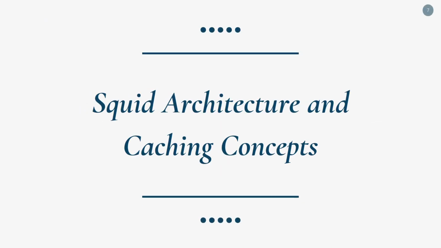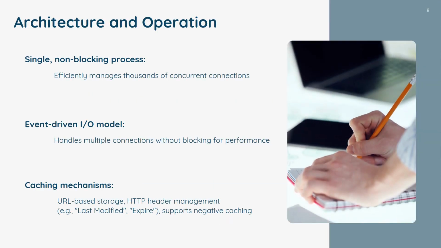Now the caching concepts. How the architecture and operation work with Squid. Squid works with a single, non-blocking process, efficiently managing thousands of concurrent connections. Its event-driven I/O model handles multiple connections without blocking, for performance. Caching mechanism: URL-based storage, HTTP header management, e.g. Last-Modified or Expires. It supports negative caching.